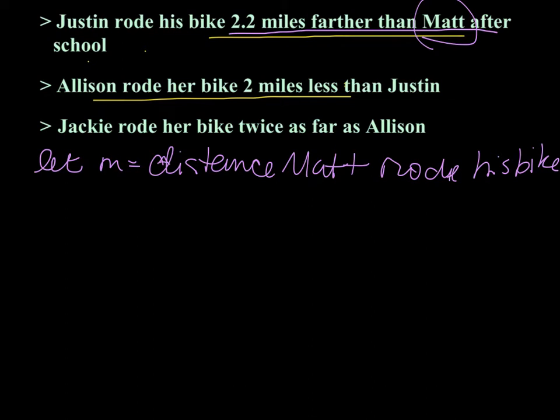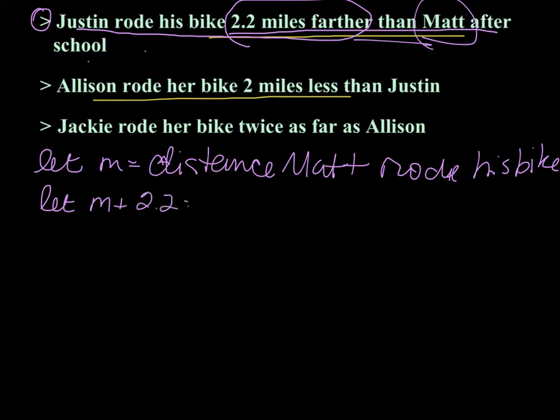Okay? And we can't leave this first bullet here yet because we haven't talked about Justin. Justin rode his bike 2.2 miles farther than Matt. So farther means I'm going to add. So I'm going to have let M plus 2.2 equal the distance Justin rode his bike.